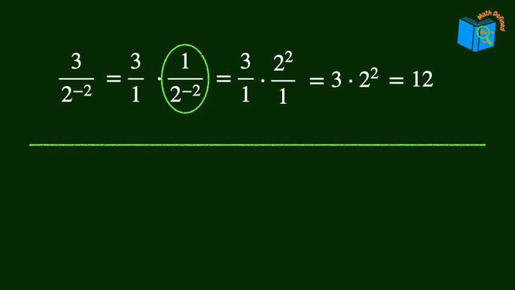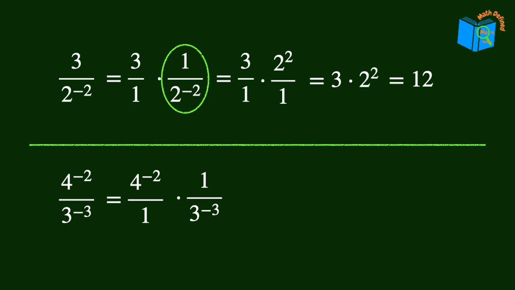All right, now we have negative exponents in both the numerator and the denominator. Let's write this problem out in expanded form as well. Starting with the numerator, we have 4 to the negative 2 over 1, which we will multiply by 1 over 3 to the negative third. By expanding it this way, it's easier to see which fractions have negative exponents.